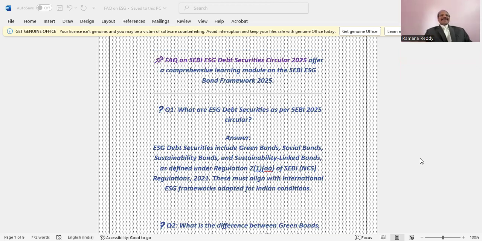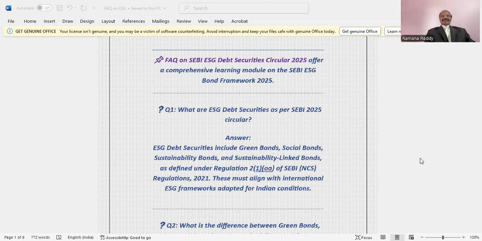To our corporates. Today we are discussing a comprehensive learning module on the SEBI ESG Bonds Framework 2025 through FAQs on SEBI ESG debt securities.